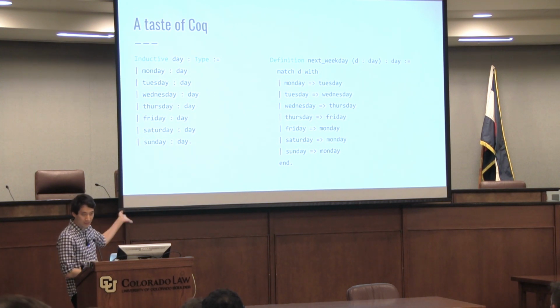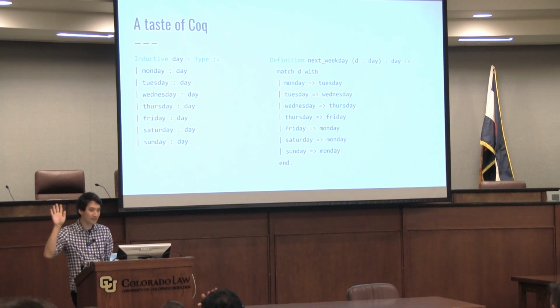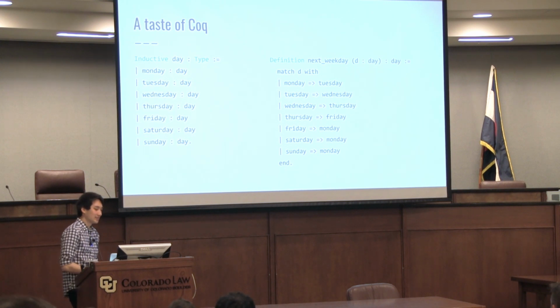So an inductive data type, which we're defining on the left, is kind of like a GADT, a generalized algebraic data type in Haskell. Who knows what GADTs are? About 60% of you? That's pretty good. Okay. So it's like a GADT, but it also supports dependent types. Here we're defining a type called day, and there are 7 constructors, one for each day of the week. On the right, we have a function called next weekday, and it takes a day and returns the next weekday.